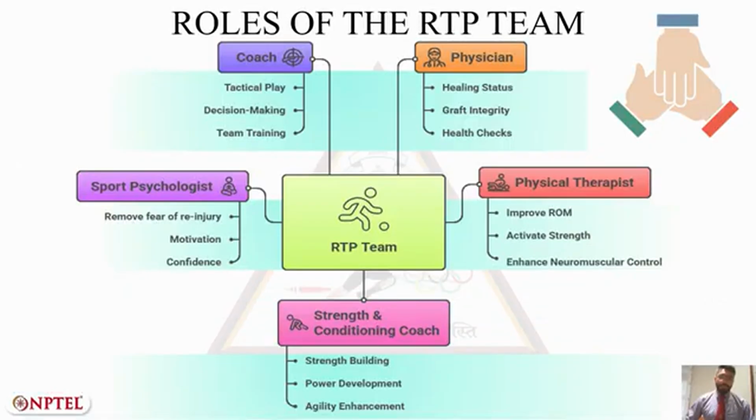The slide again apprises you on the roles by each members of the RTP team. To recap, the coach ensures tactical play, decision making, and team training. The team physician ensures healing status of the graft integrity, and regular health checkups. The physical therapist ensures improvement in range of motion and strength, as well as enhanced neuromuscular control. The strength training coach helps rebuilding strength, power, and agility. The sports psychologist removes fear of re-injury and ensures sufficient motivation and confidence of the athlete.